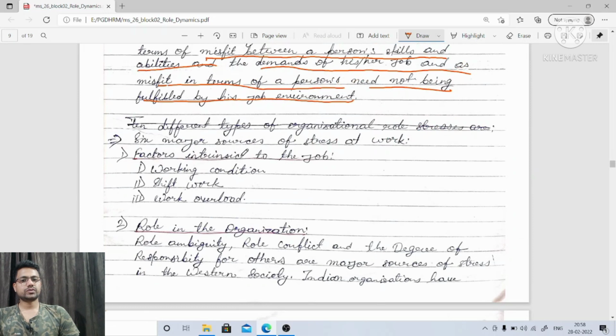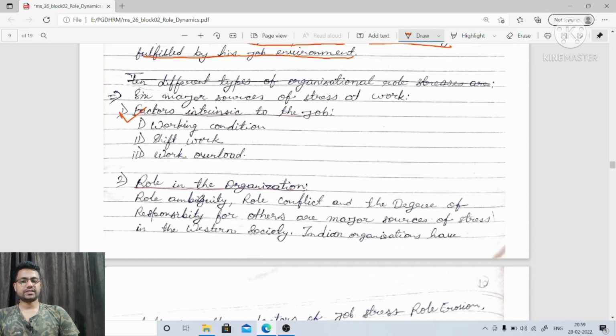So six major sources of stress at work are, the first source given here, factors intrinsic to the job. Intrinsic to the job means inside the job, what are the factors which may cause stress. The first given is working conditions, second shift work, third work overload. The second source given is role in the organization. So role in the organization may also cause stress. How may that cause stress? Now you see role ambiguity, role conflict.